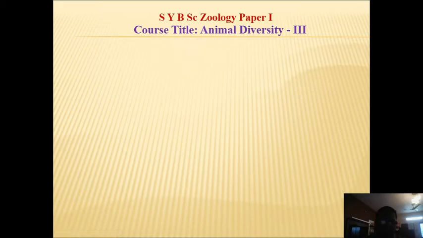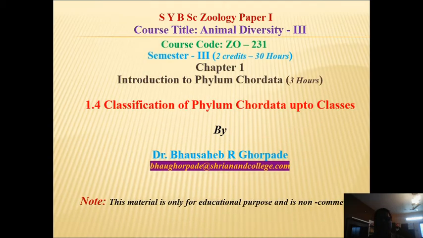Welcome to the third lecture of SYBSc Zoology Paper 1, Animal Diversity 3. We have conducted two lectures on Chapter 1 and this is the last lecture on this chapter. Today we have to study the classification of phylum Chordata up to the classes.